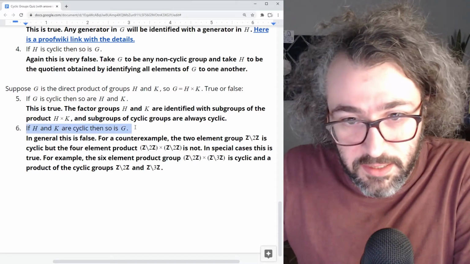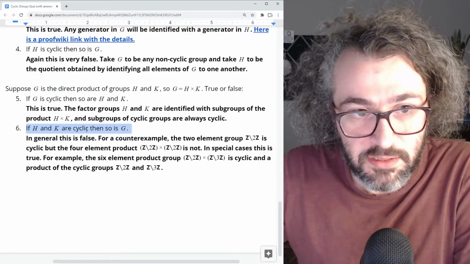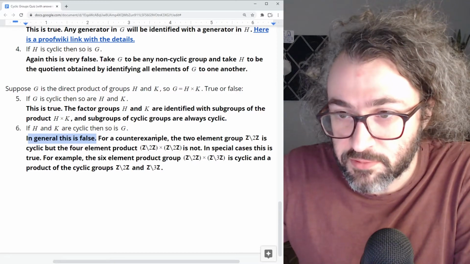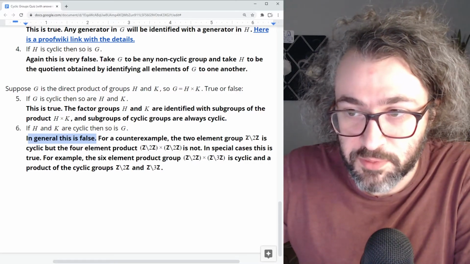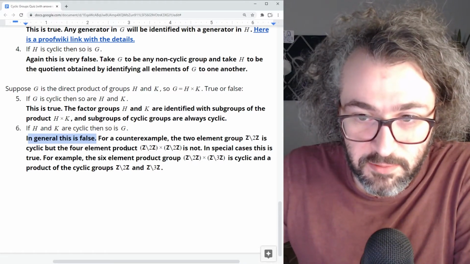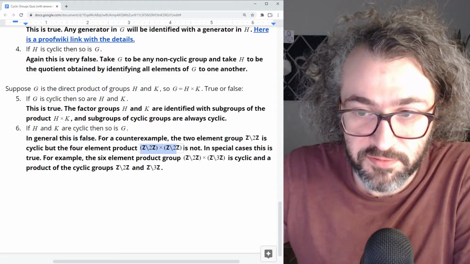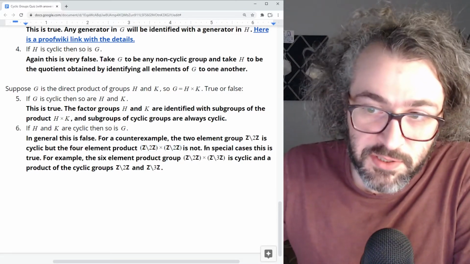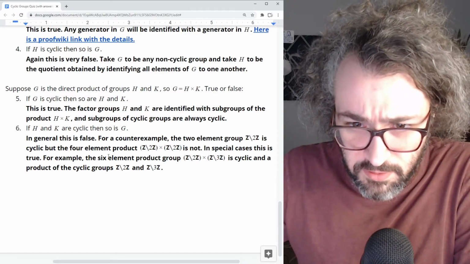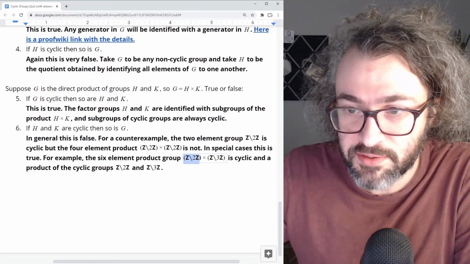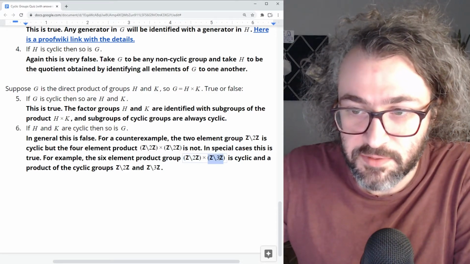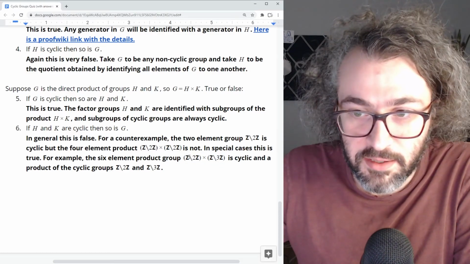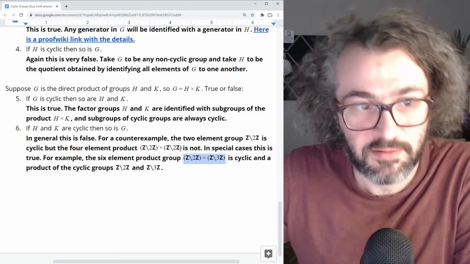And last one, if H and K are cyclic, then so is G. In general, this is false. For a counterexample, you can take the 2-element group Z mod 2Z. That group is cyclic, but if you take the product of that group with itself, you get a 4-element group that's not cyclic. But in some special cases, this is true. You can take the product of Z mod 2Z with Z mod 3Z. This gives you a 6-element group. And the 2 factors are cyclic, and also the product is cyclic.